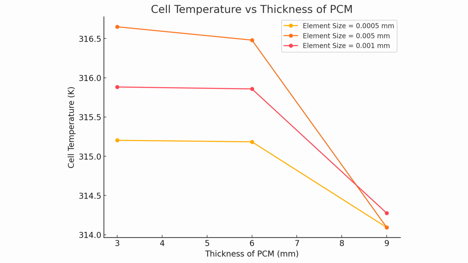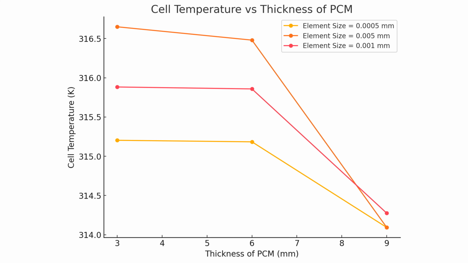Next is your cell temperature. The cell temperature decreases with increasing PCM thickness. Higher element sizes like 0.005 tend to show higher cell temperatures compared to the smaller element sizes, for thinner PCM as compared to the thicker PCM.